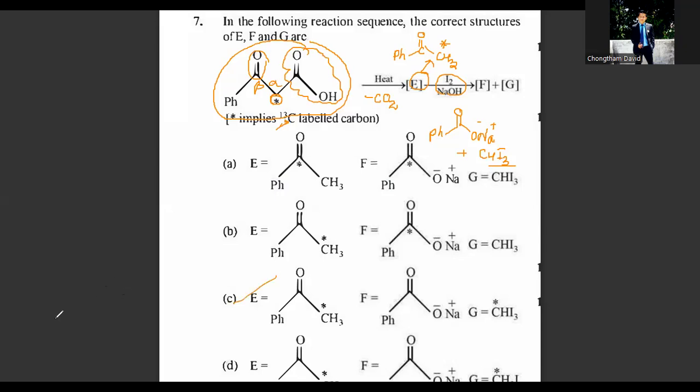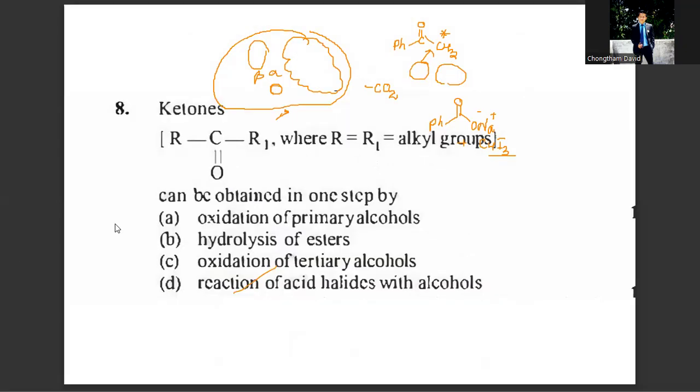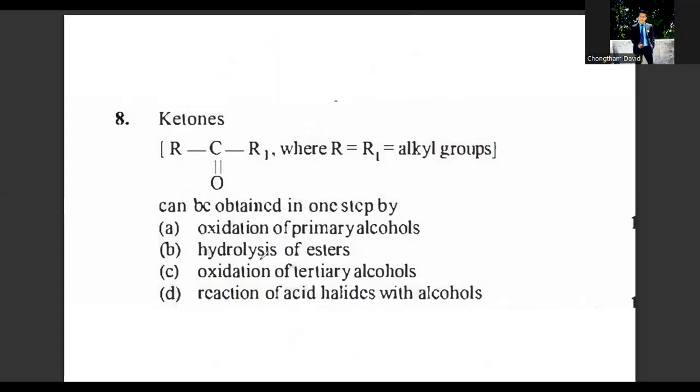Question number 8. Ketones can be obtained in one step by... A very easy question. Ketones can be obtained by oxidation of tertiary alcohol with strong oxidizing agents, and ketones may be formed along with carboxylic acids. See, as for example, I can give you a simple tertiary alcohol.